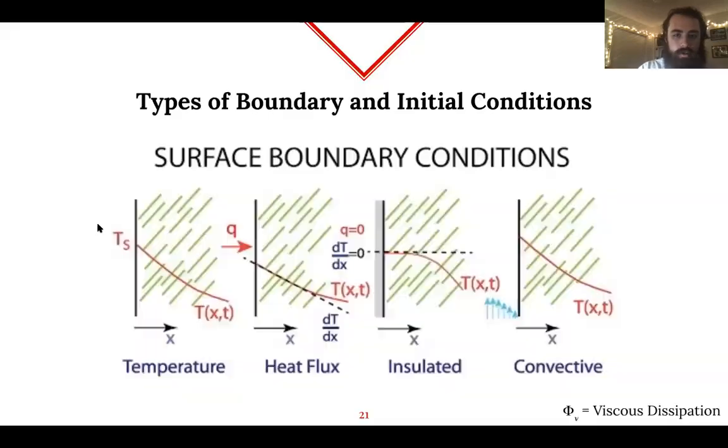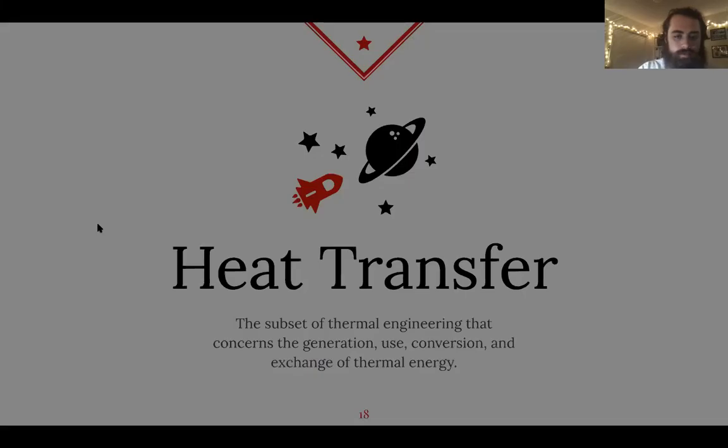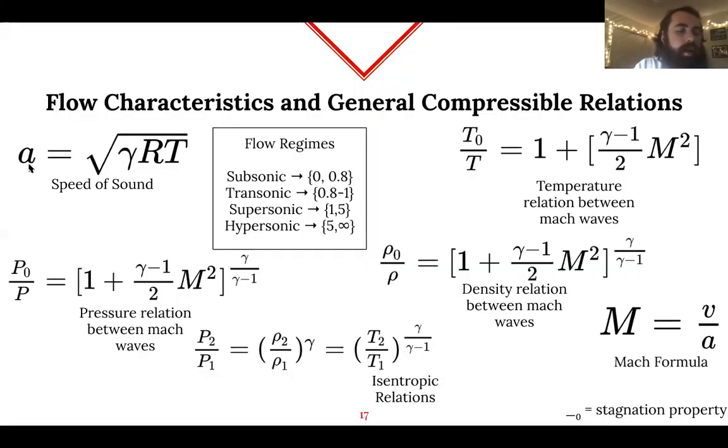A is your speed of sound, and your speed of sound is calculated by that square root of gamma RT. That gamma, like we talked about earlier, is the ratio of your specific heats.